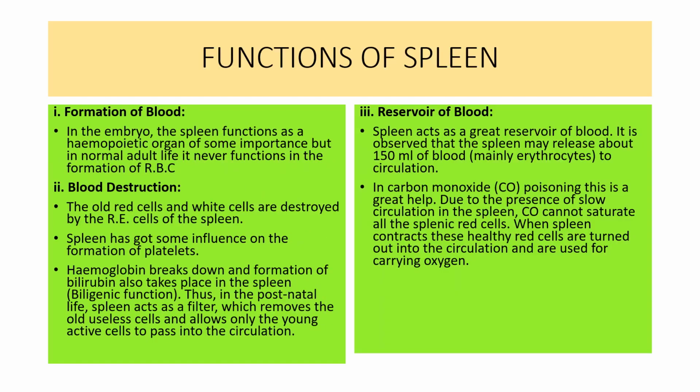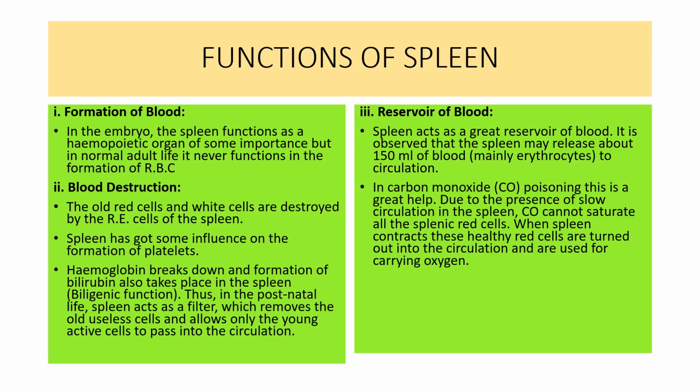Now coming to the function of the spleen. Spleen is responsible for the formation of blood in the embryo. The spleen functions as a hemopoietic organ of some importance, but in normal adult life it never functions in the formation of RBC. Second, blood destruction. The old red cells and white cells are destroyed in the spleen. The spleen has some influence on the formation of platelets. Hemoglobin breaks down and the formation of bilirubin also takes place in the spleen.